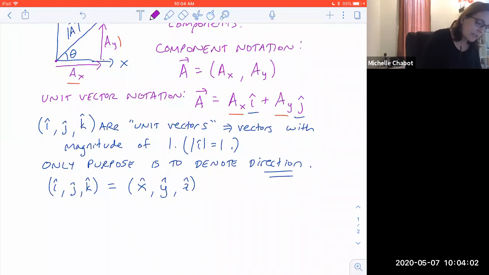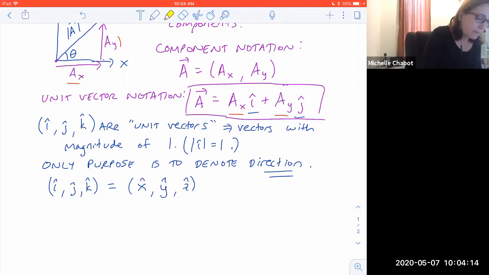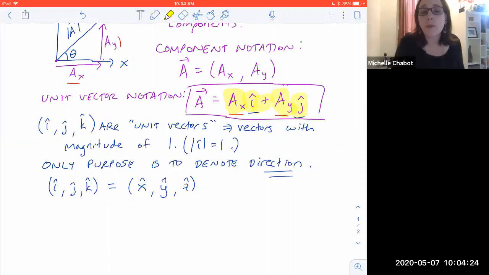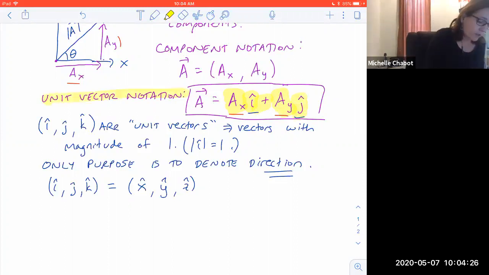So in this case, we can look at our vectors, and we can see that we can write it out as the x component times the unit vector i hat, and then plus the y component times the unit vector j hat. And that would then be our unit vector notation.